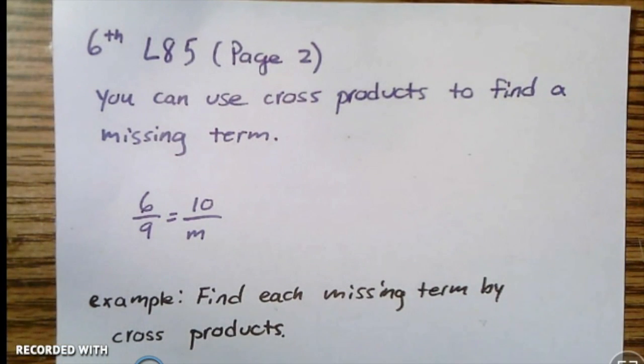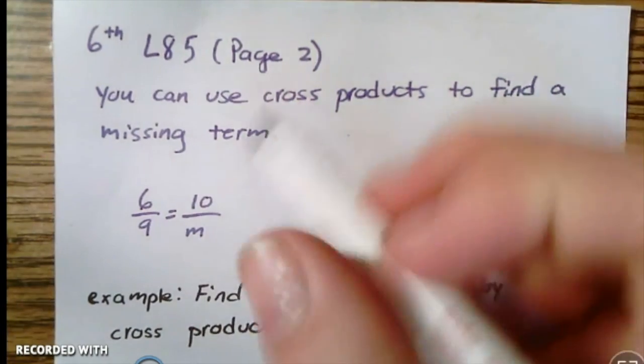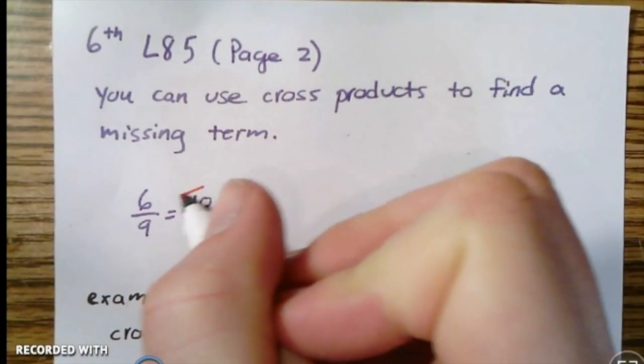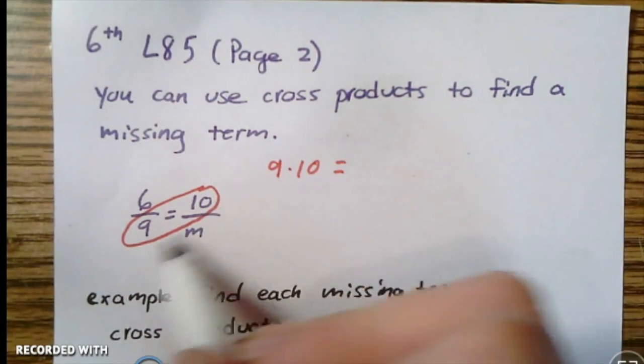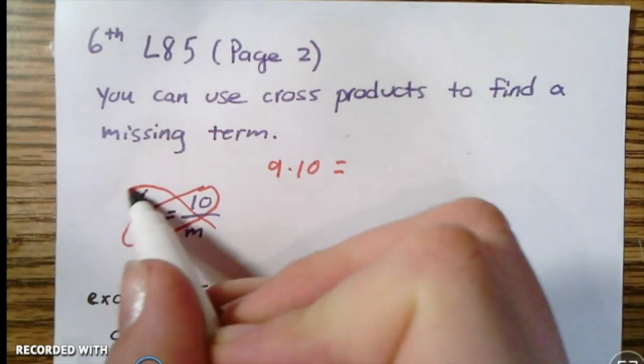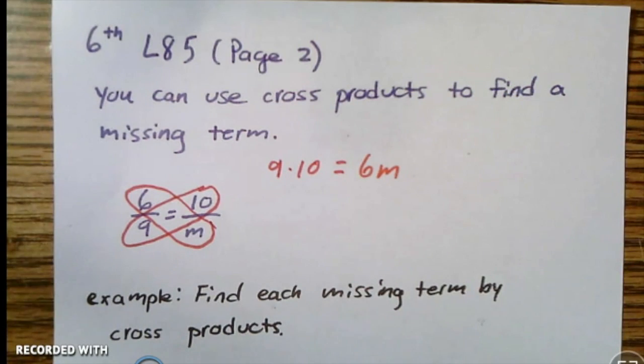All right, page 2. You can use cross products to find a missing term. So this is fun stuff right here. We're going to do the same thing. We're going to do 9 times 10. And I know that that is going to equal 6 times m. So I wrote myself an equation from those.